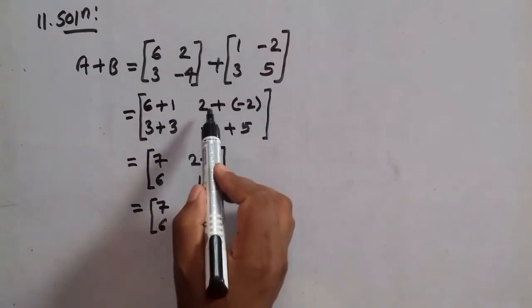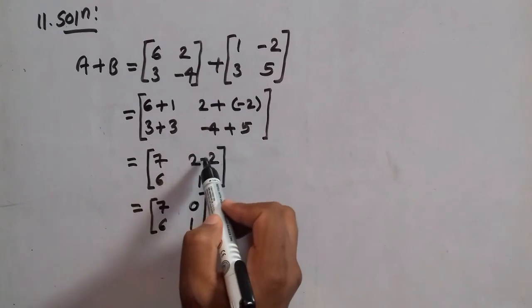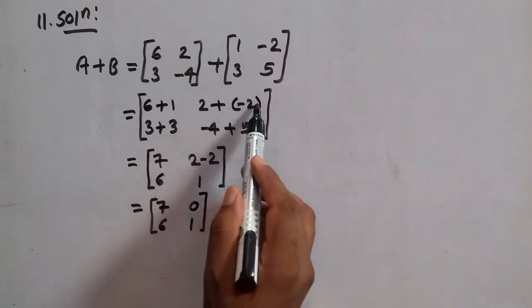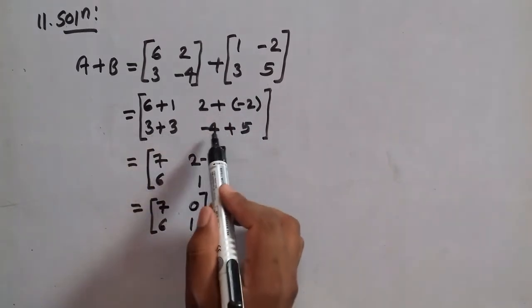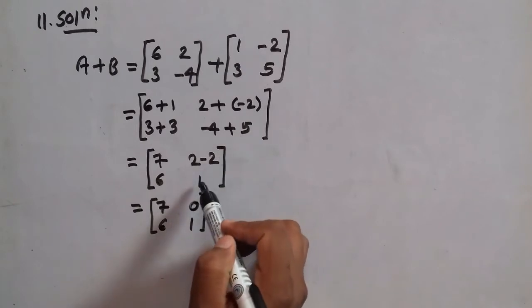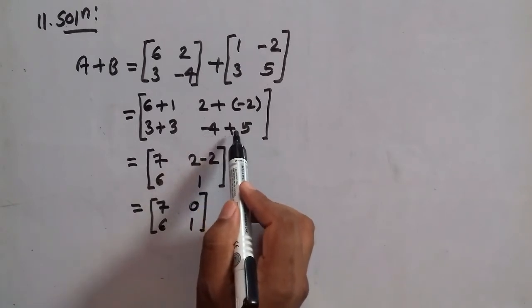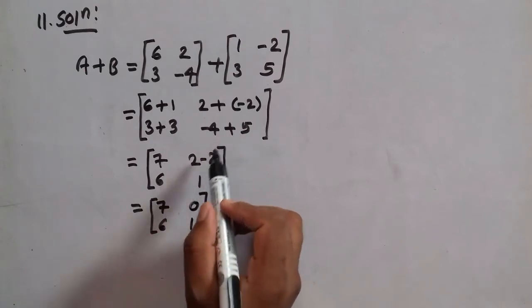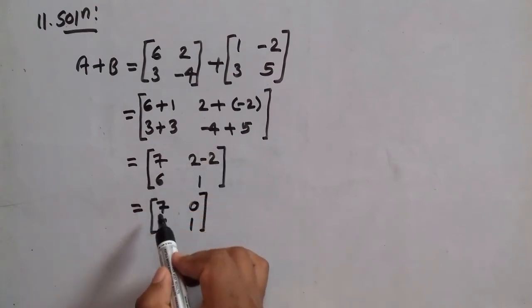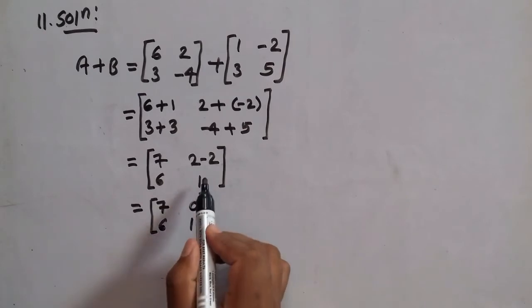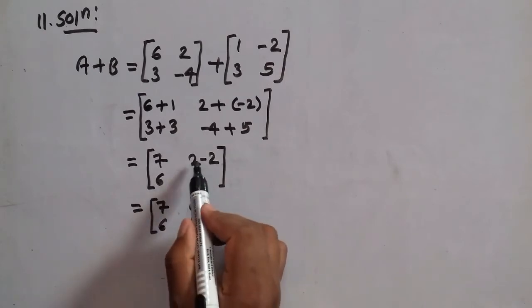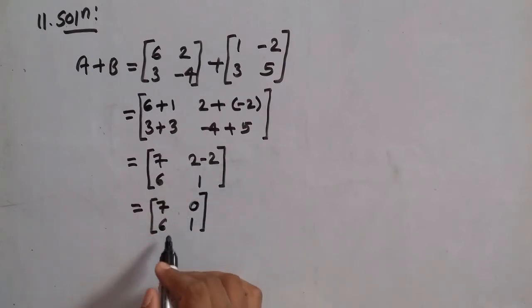6 plus 1 is 7. This plus minus is minus 2 and 3 plus 3 is 6, minus 4 plus 5 is 1, that is minus and plus sign. So 5 minus 4 is 1 and greater number is 5, it has sign plus, so plus 1. And here 7 and 6 written as it is, 1 also same, and 2 minus 2 is 0. So this is our answer of A plus B.